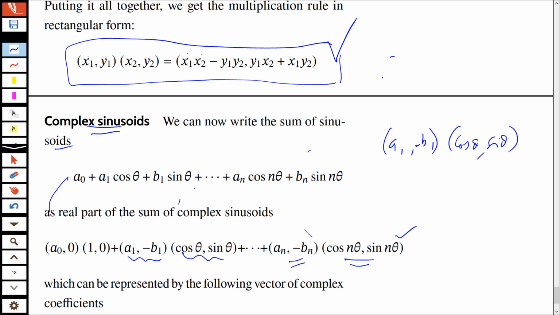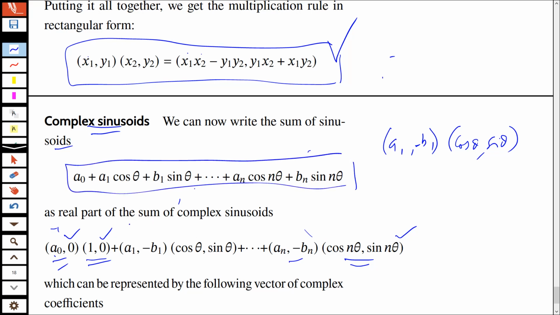And remember, this a0 is multiplying 1, and that 1 can be seen as 1 comma 0 in the complex plane. That is the multiplicative identity. And this is a0 comma 0, because a0 is real, so anything that is real will have a 0 imaginary part. Now if you multiply these complex coefficients with the complex sinusoids, and then you add everything, you will see a sum that has our original sum as its real part. So these two are not equal, because you cannot have a complex sum equal to a real sum. But this real sum is the real part of this complex sum.